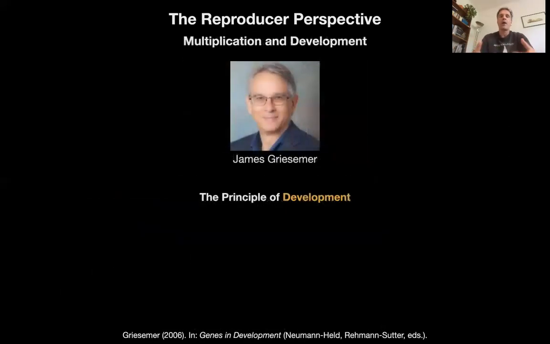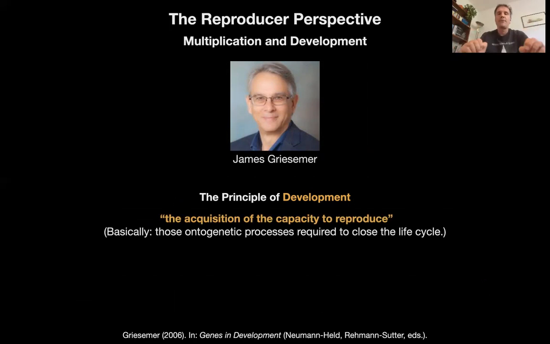What do they mean by a process of multiplication? It's not just a copying process, because it actually requires a process of development. And James Griesemer defines this idea of development very broadly in his paper. So this is important. He defines development as the acquisition of the capacity to reproduce. So in a unicellular life cycle, all the metabolic and physiological processes that are going on are development in this sense. I've called these the ontogenetic processes that are required to close the life cycle.